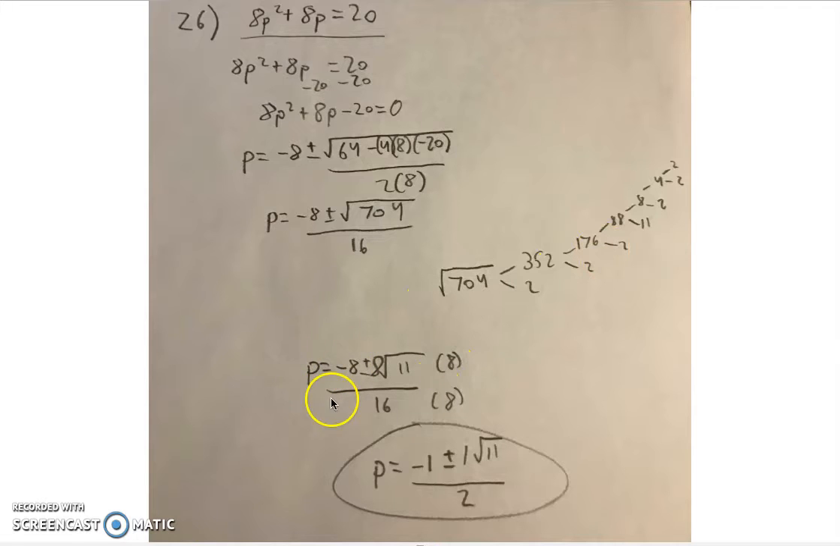So then your equation looks like this. Then you need to factor everything out. So you factor out an 8 from the top and the bottom, which gives you p equals negative 1 plus or minus 1 square root 11 over 2.